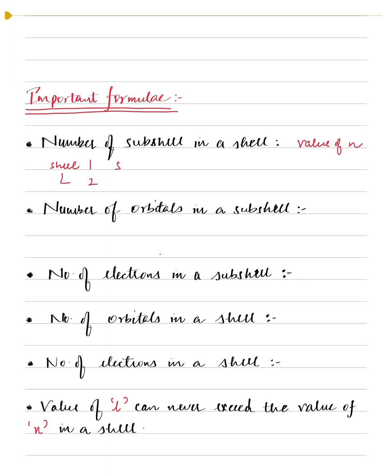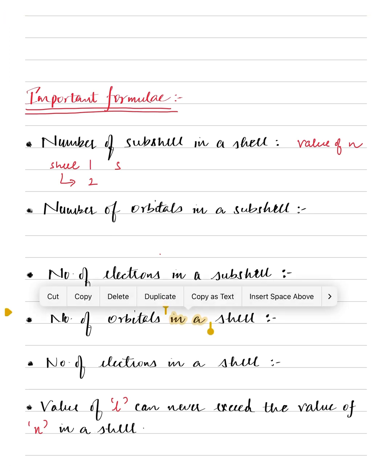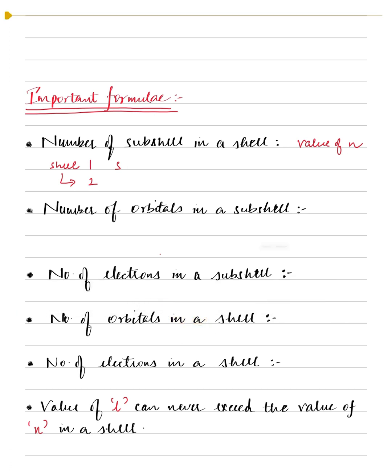The second shell has value 2, so it will have two subshells, which are s and p. Similarly, the third shell will have three subshells, so it will be 3s, 3p and 3d, like this. So the number of subshells in a shell is equal to the value of n.